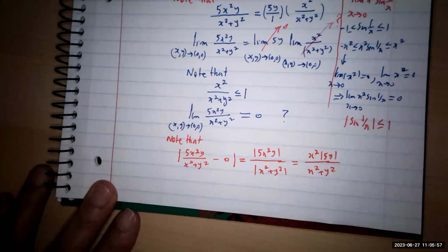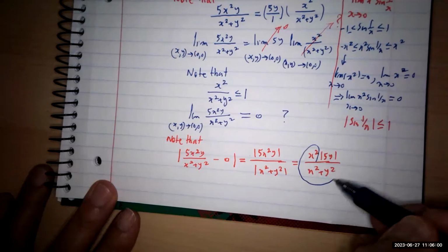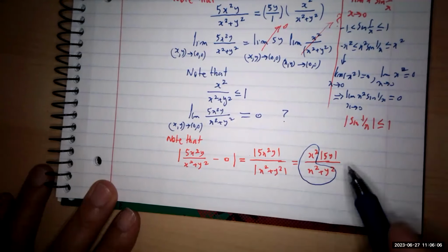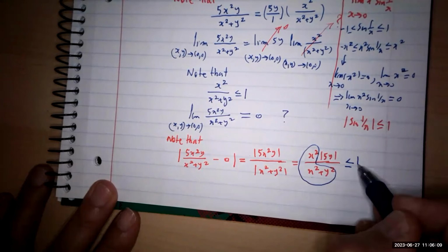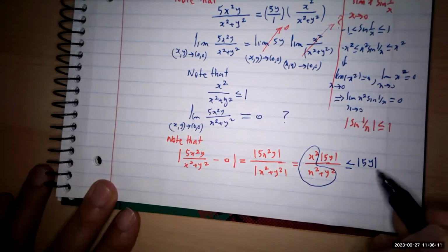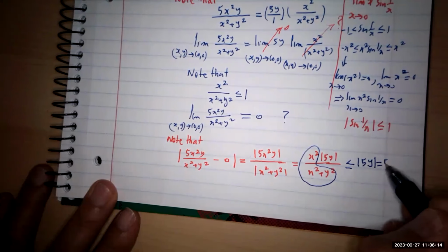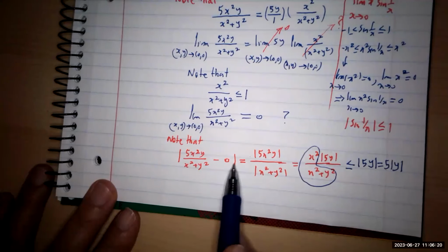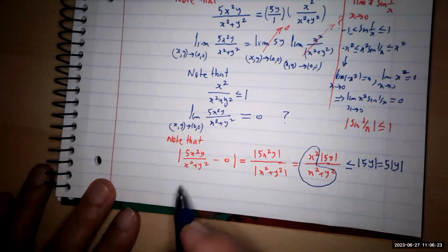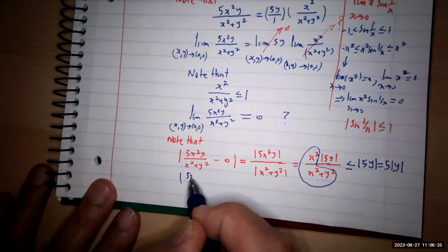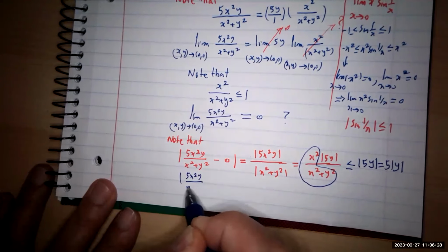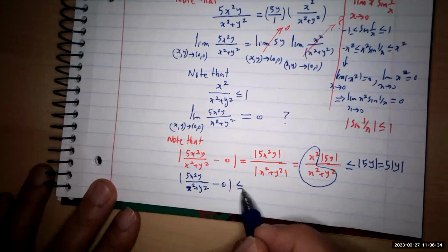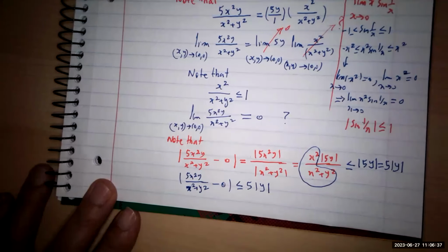Okay. Now look at this part. This part, as we put it over here, is less than or equal to 1. So this means this is going to be less than or equal to the absolute value of 5y. You don't need the absolute value for 5. So it's going to be 5 times the absolute value of y. So remember, I want to show that this goes to 0. So I just repeat it. What I have is the 5x squared y over x squared plus y squared minus 0. You can say that this is less than or equal to 5 times the absolute value of y.